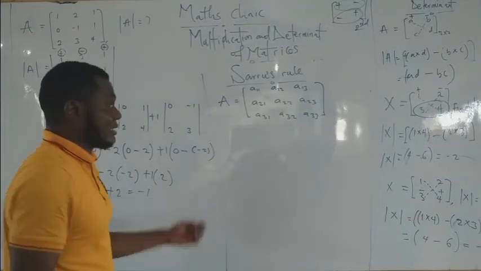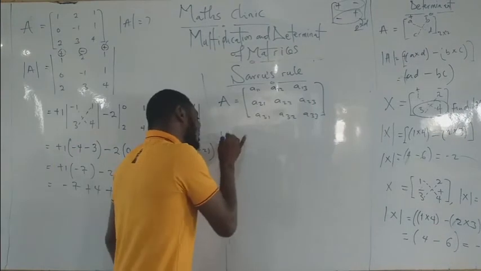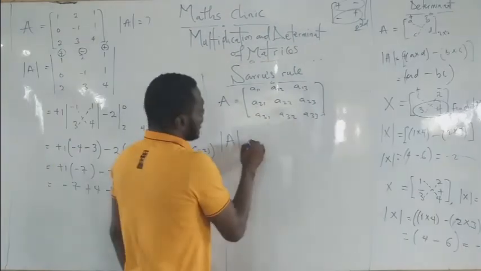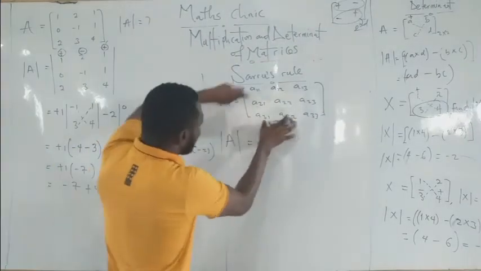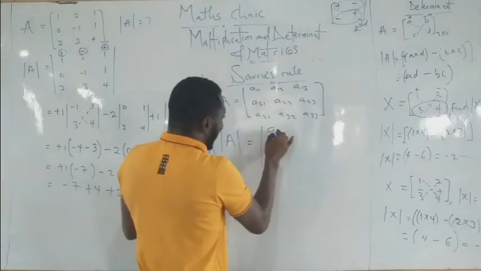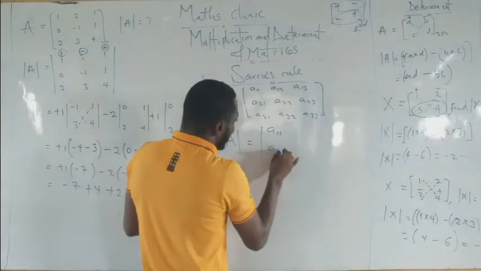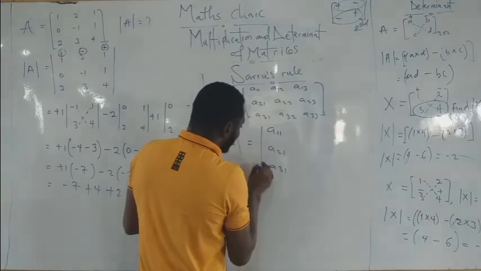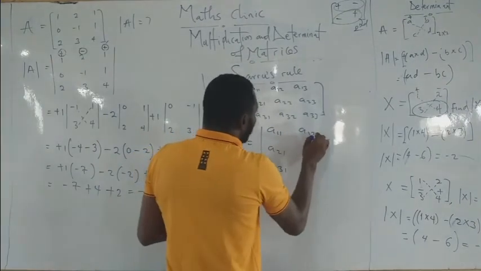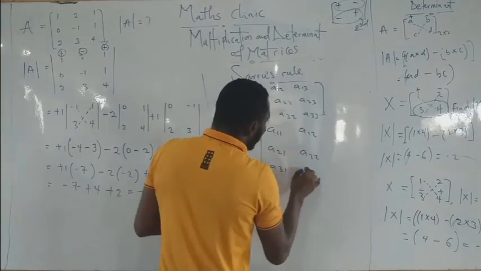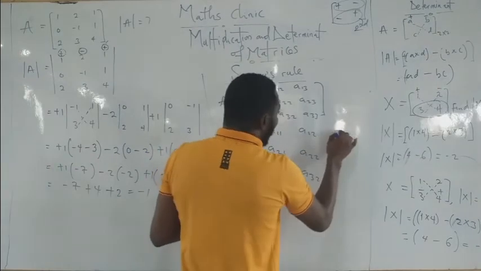What does the man say? The man says that to find the determinant of matrix A, you will write this first. That is A11, A21, A31, A12, A22, A32, followed by what?